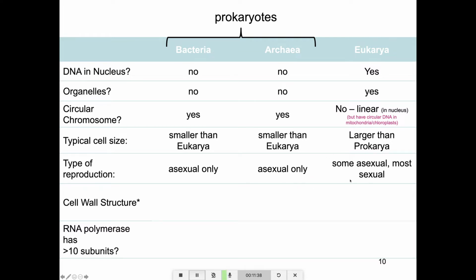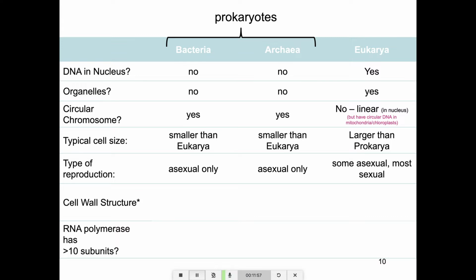With eukaryotes, you can actually get a mix. Some reproduce asexually, most reproduce sexually. Some can actually reproduce in both ways. So it's a mixed bag with the eukaryotes. The important thing is that bacteria and archaea reproduce exclusively asexually. Eukarya can do both.